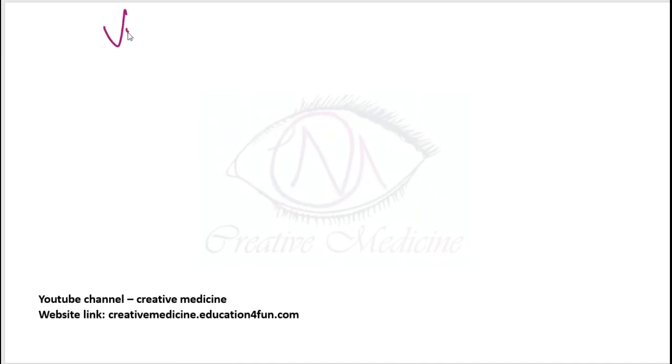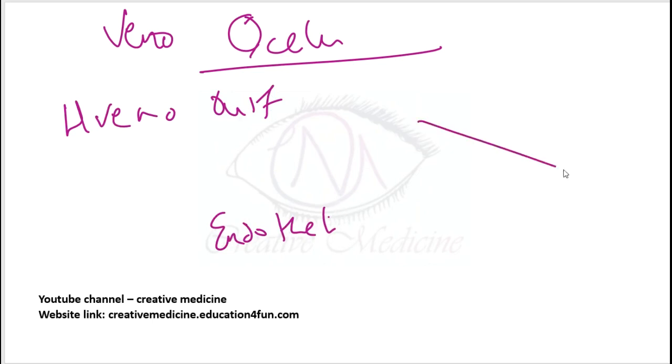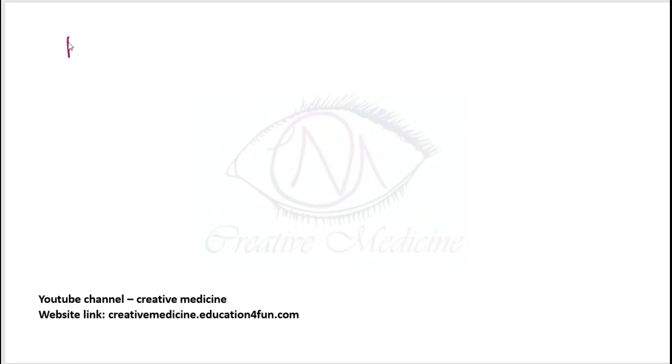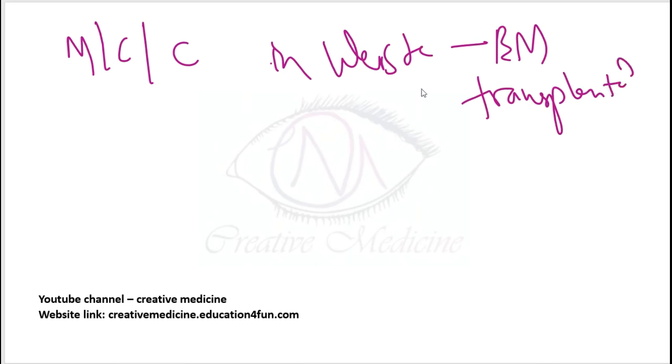Then the next important disease is veno-occlusive disease. In veno-occlusive disease, it is hepatic venous outflow obstruction actually. It is mainly caused by endothelial sclerosis in the sublobular hepatic vein or venules. Whenever endothelial sclerosis occurs there, that will result in veno-occlusive disease. If you were asked about the most common cause of veno-occlusive disease in Western nations, it is bone marrow transplantation.